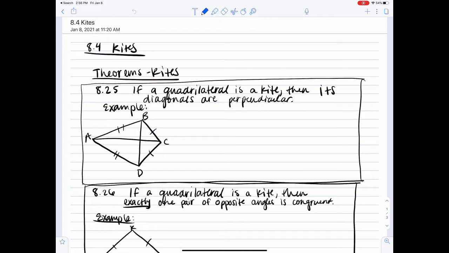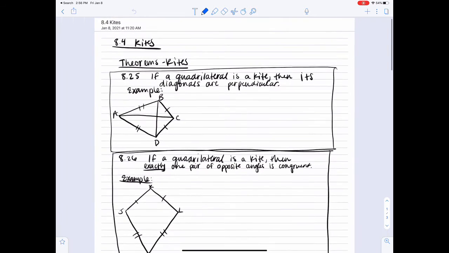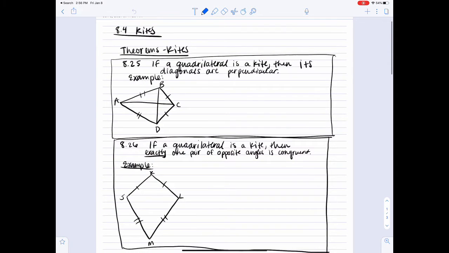Alright, today is a quick video over kites, and then there will be a few problems over kites tonight for homework. So a couple theorems about kites, if you want to write them down. This is 8.4 part 2 of kites. The first part was about trapezoids.